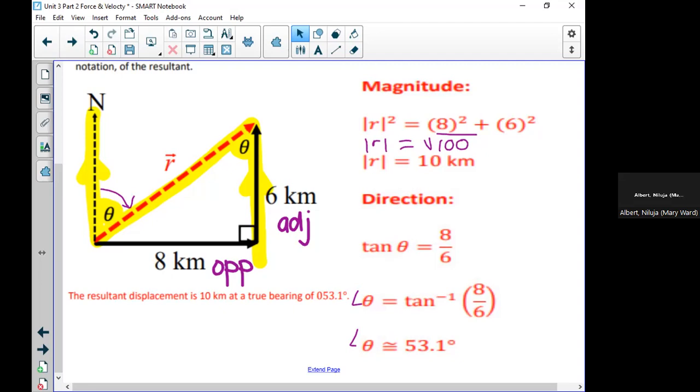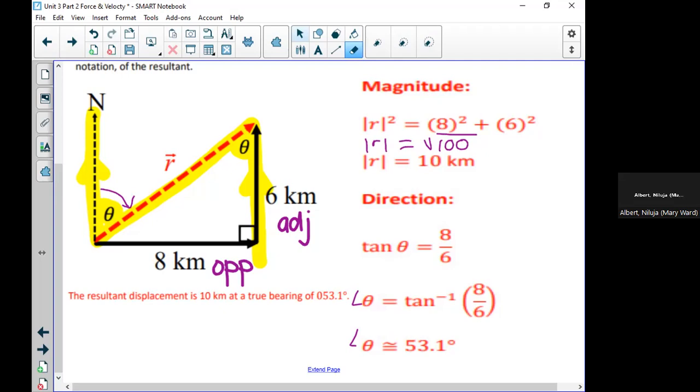Now, we're not going to nitpick about this, but in university, you will find out that whenever you have to state your direction as a true bearing, you have to state 3 digits. So that's why the sentence says the resultant displacement is 10 kilometers at a true bearing of 053.1 degrees. And if you are noticing that there's a 0 in front of the degrees in your textbook example, that's just because that's how we state a true bearing direction.